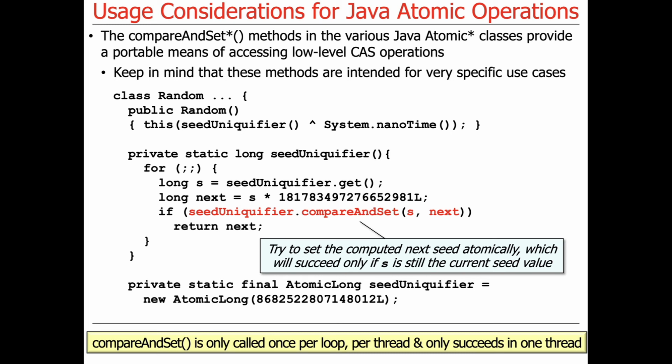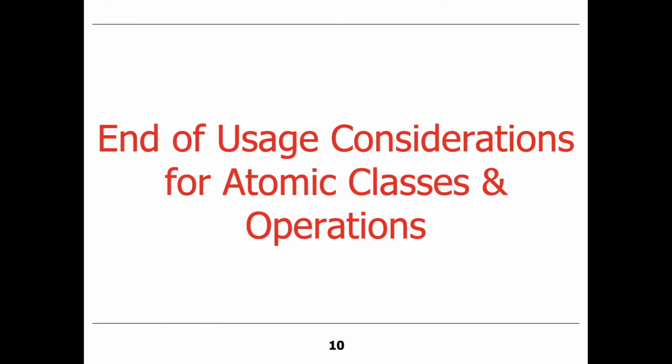These types of methods are intended for very specific use cases. We saw an example here where we try to set the computed seed value atomically, which will only succeed if s is still the current seed value. As you can see here, compare and set is only called once per loop per thread, and it only succeeds in one thread. So it's very localized, a little spinning, probably not a lot of spinning. Those are just a few things to keep in mind when you consider applying atomic classes and operations.